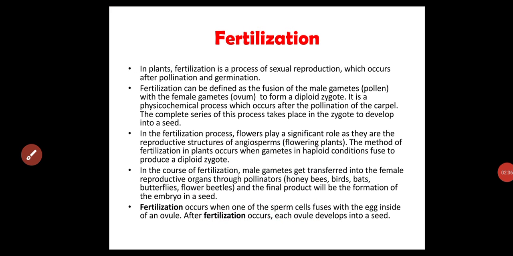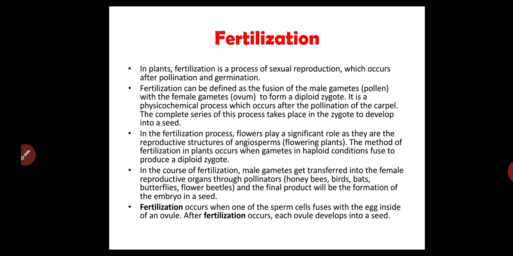Next is fertilization. In plants, fertilization is a process of sexual reproduction which occurs after pollination. Once pollination takes place, once the pollens enter into the female reproductive organ, the process of fertilization takes place. Fertilization is nothing but the fusion of male gametes with the female gametes. Once the fertilization takes place, what happens? The cell starts to divide. A zygote is developed, and from the zygote, it develops into a new seed.